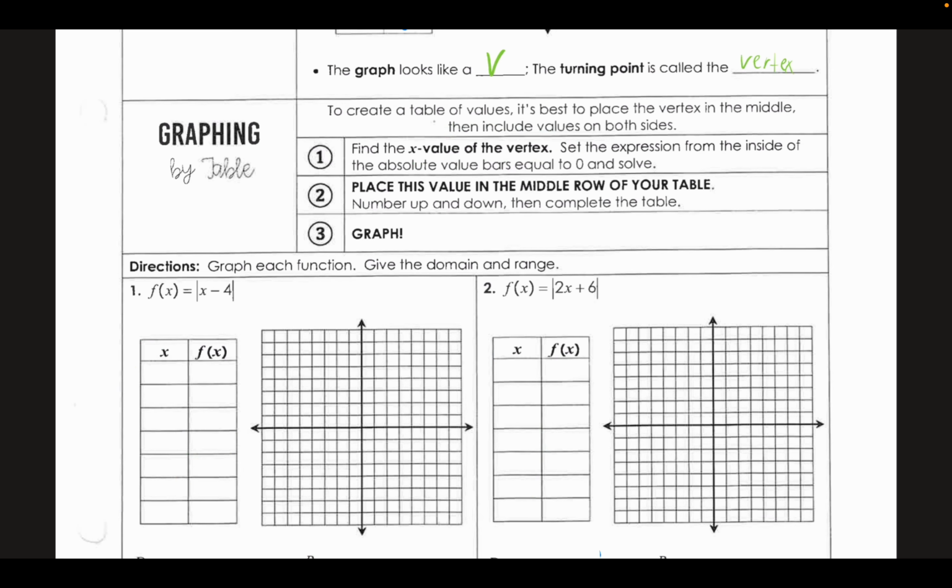And how we find the x value of the vertex, it says in step 1 here, is set the expression inside the absolute value equal to 0, and then solve. Then once again, we're going to place that in the middle of the row box and number up and down to the next consecutive integers, like I just mentioned. Once again, usually, we'll see an example today of when you wouldn't necessarily want to do that. And then we're going to plot those points and graph. Then we're also asked to give the domain and range on these problems specifically.